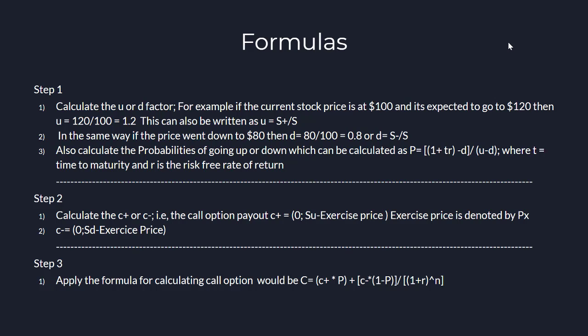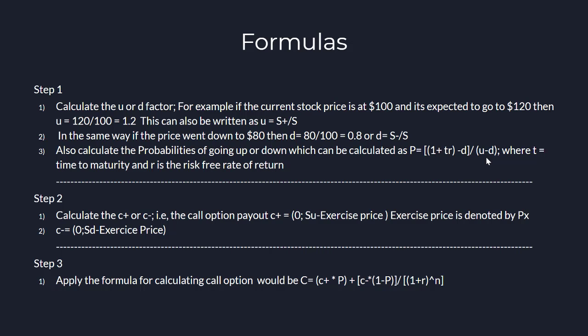Now applying the formula for calculating the call option: C plus is what we have calculated, 0 or SU minus exercise price, times P, where P is the probability calculated here, plus C minus times 1 minus P. The whole expression should be divided by 1 plus R raised to N. We are trying to bring the value to the present value, and that's why we are dividing it. In this way we'll be able to get the value of the option.